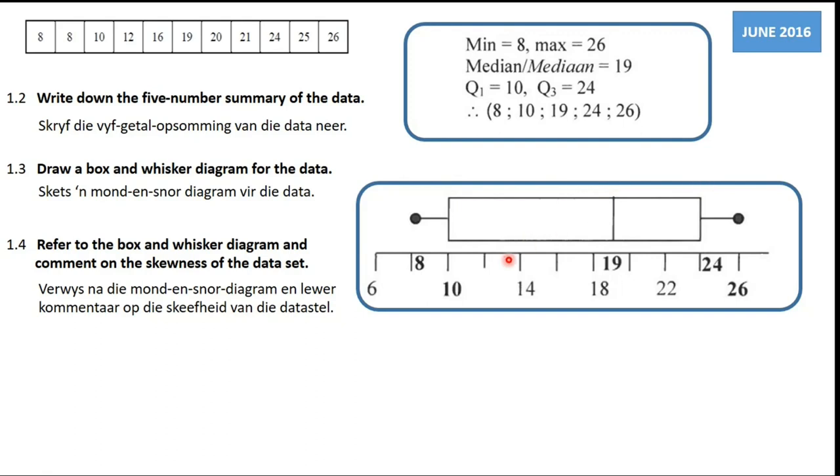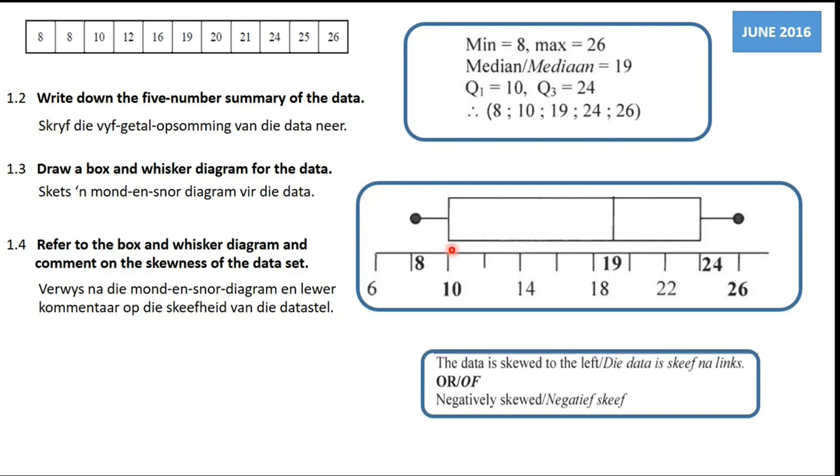Now, if you don't show these numbers, that this one is 10, that one is 19, this one is 24, the person marking your work is not going to do it for you. They're not going to go, let's see where this goes, I think it's 10, and then give you the mark. They're going to go, not shown, and not give you the mark. So make sure you have them all in.